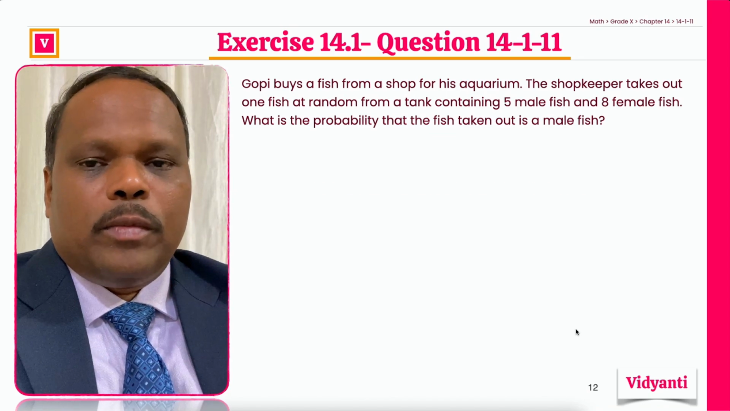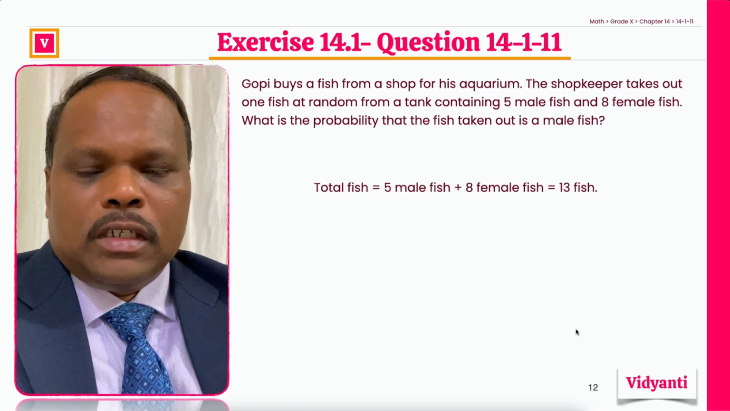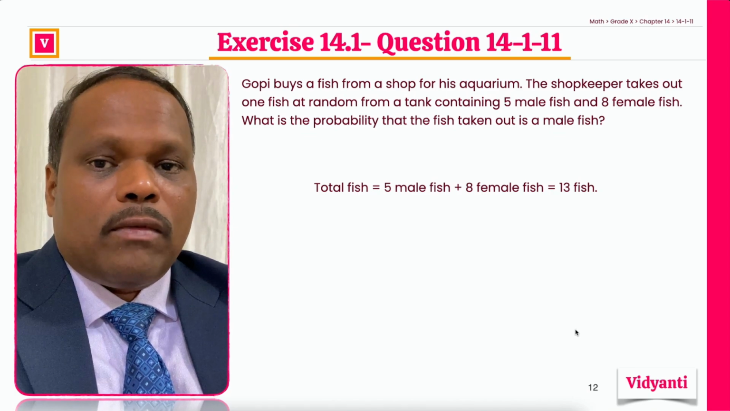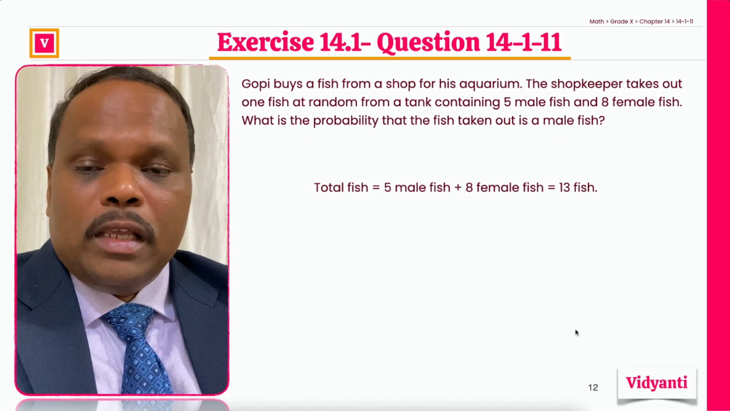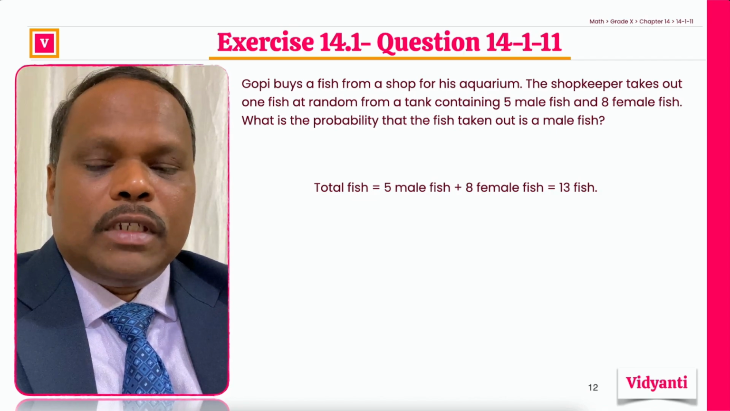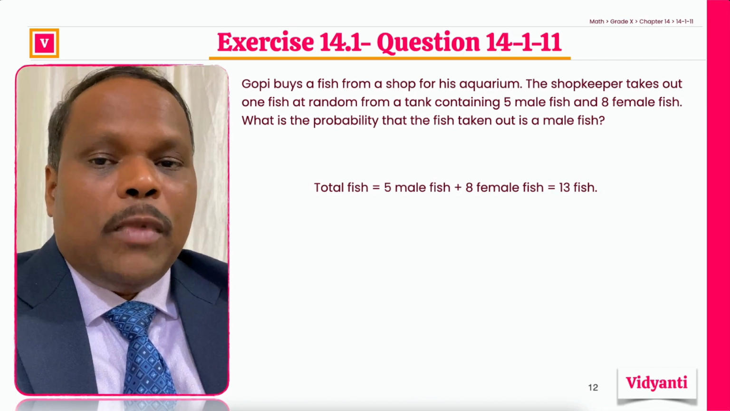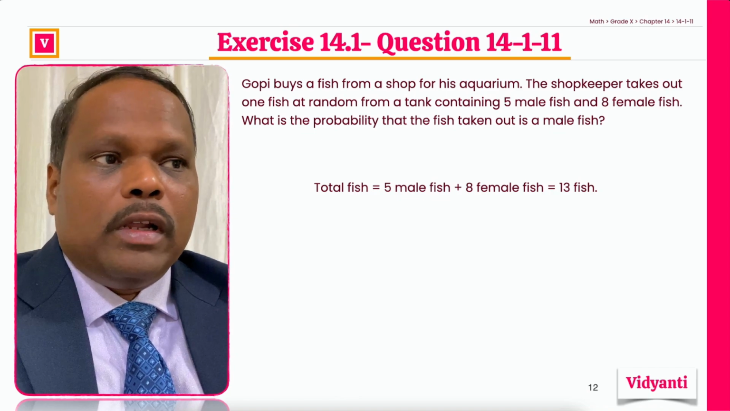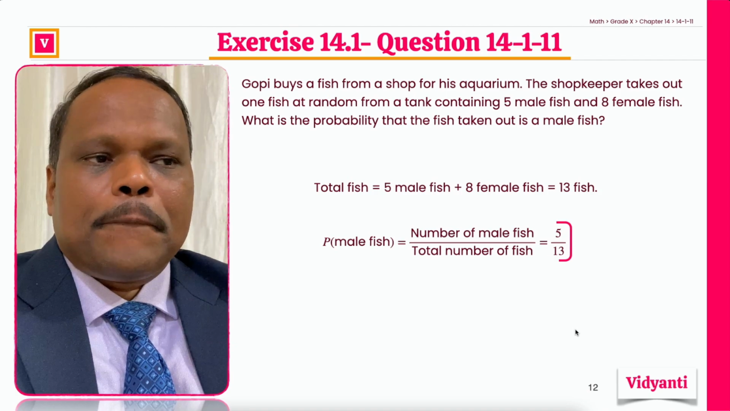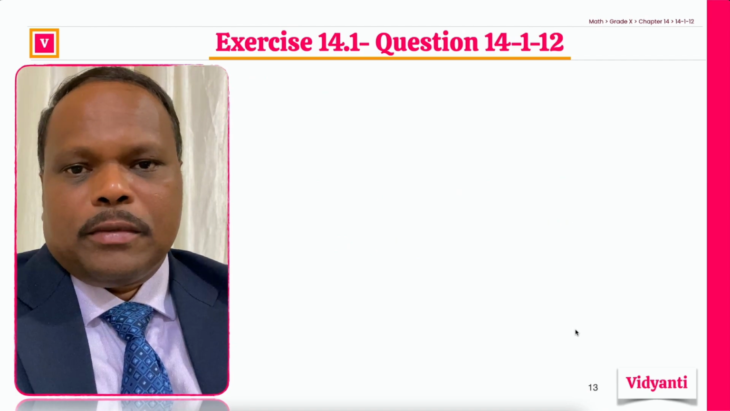Altogether, there are 5 plus 8, which is 13 fish, and Gopi is looking for the probability of male fish, and there are 5 male fish. Remember, the probability is favorable upon total. So if he is looking for male fish, it will be male 5 divided by total 13. So it will come out to be 5 upon 13. And that will be your final answer.